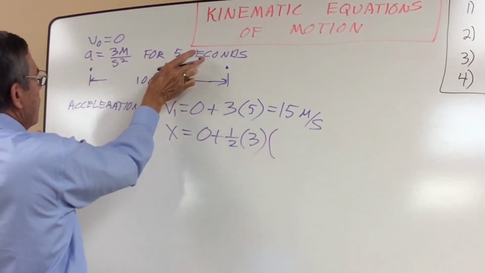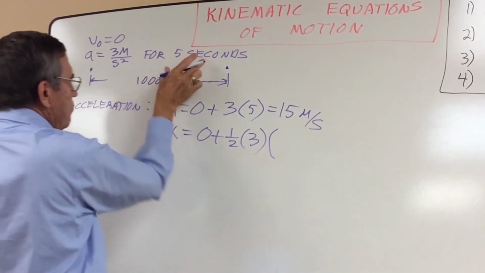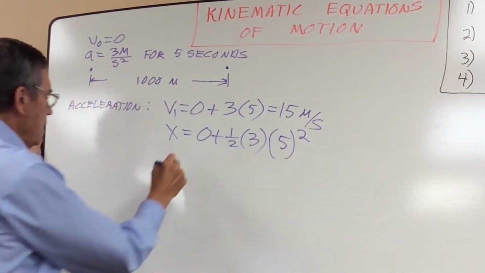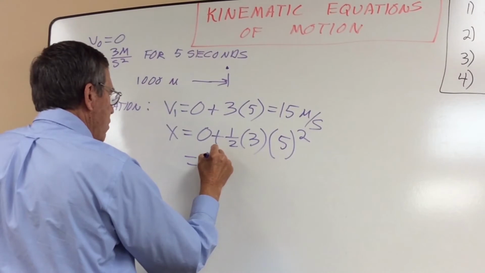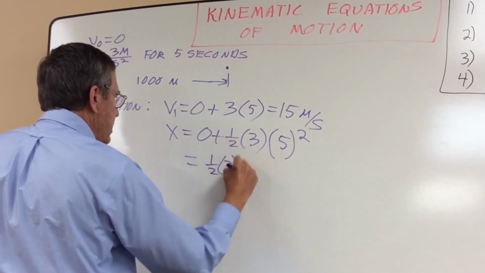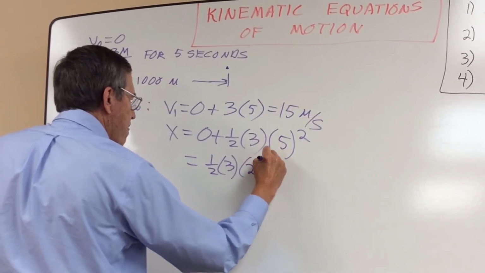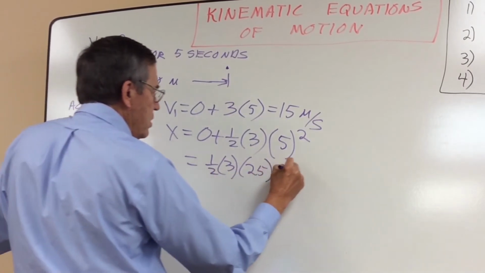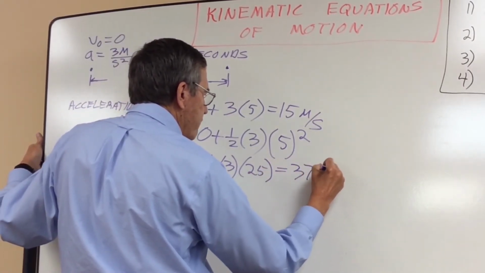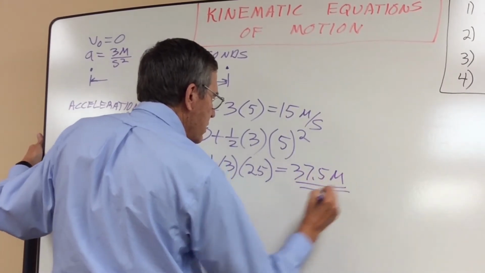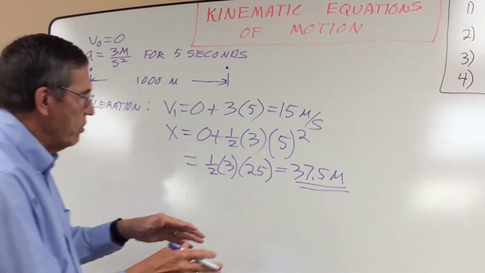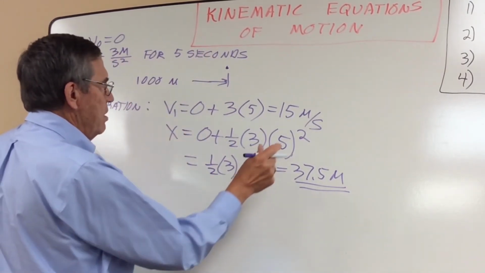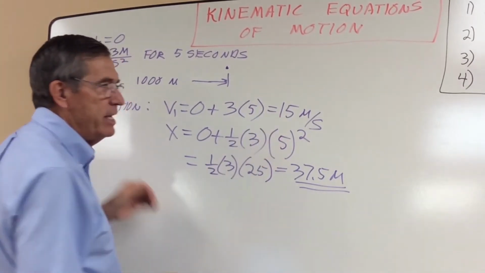Well, how long were we traveling? We were going for 5 seconds, and we're going to square that. Okay? Let's see what we have here. So we have 1/2 times 3 times 25. Okay? So that would be 3 times 25 is 75 divided by 2. So that'd be 37.5 meters. That's how far we traveled during our acceleration phase. And at the end of that time, we were going at 15 meters per second.